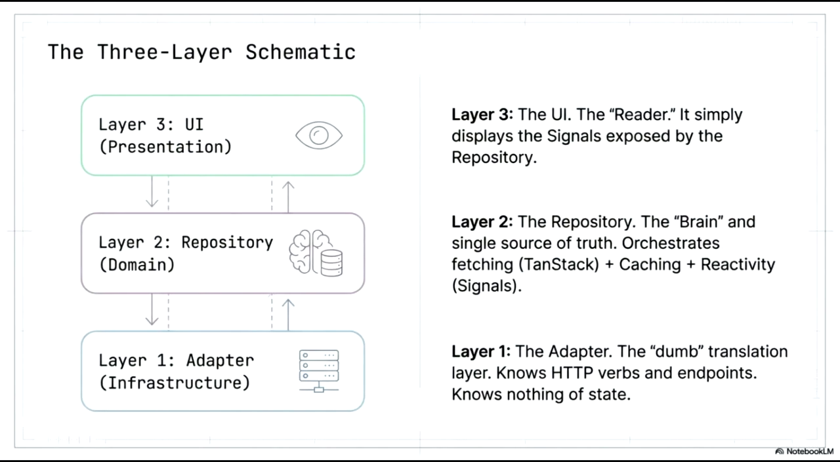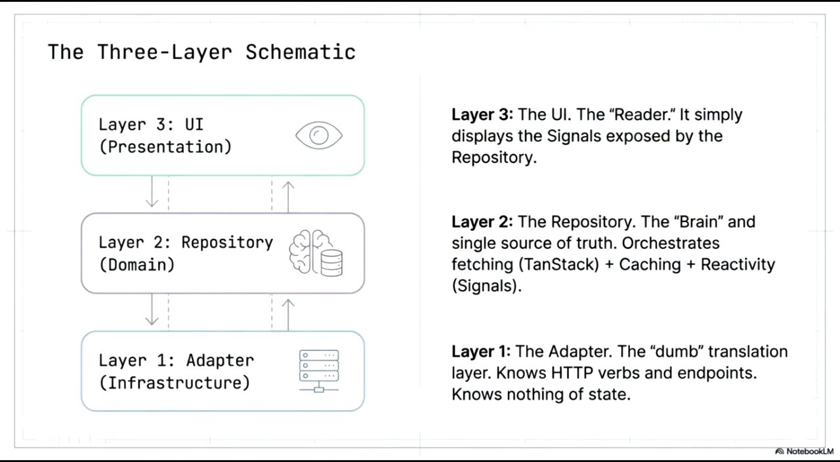The three-layer schematic provides a structured framework for decoupling application logic and data flow. At the foundation, layer 1 is the adapter, which manages infrastructure. This is a dumb translation layer that handles the technicalities of HTTP verbs and endpoints while remaining entirely stateless.